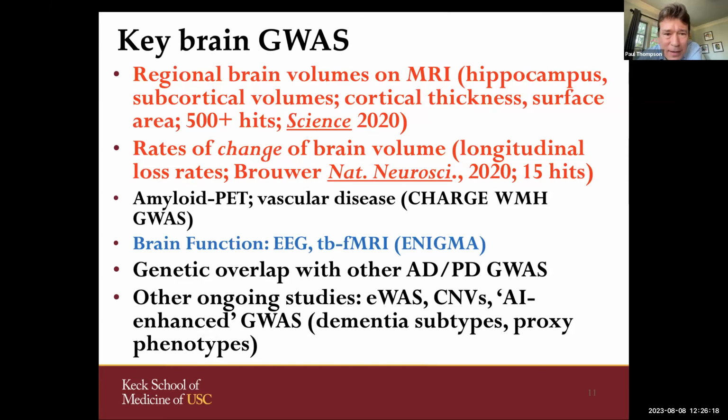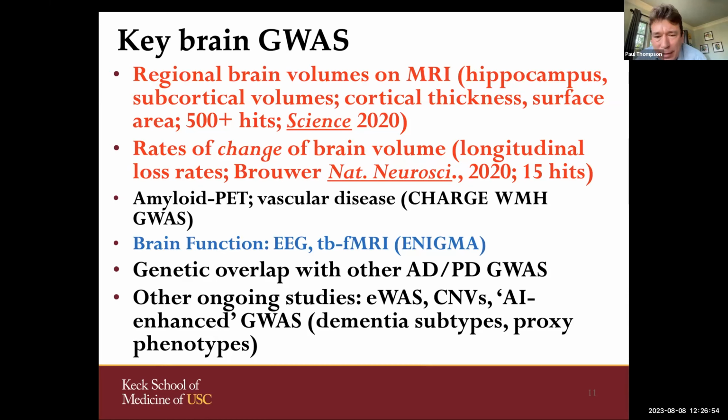CHARGE's analysis, I see Miriam Fanage and others are on the call. They've been leading analyses of vascular disease and white matter hyperintensities derived from imaging. I won't talk about them today, but there's also GWAS of brain function with EEG and task-based functional MRI, remarkable work that's really bearing fruit finally in ENIGMA, led by the Charité group in Berlin. Now, of course, motivating this is to understand the genetic overlap between all of these brain GWAS and other AD or Parkinson's or other dementia GWAS. And I'll tell you about some of the other ongoing studies as well.